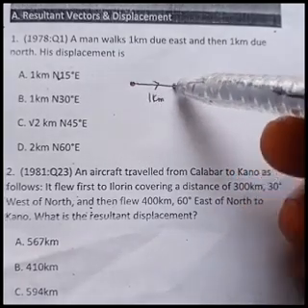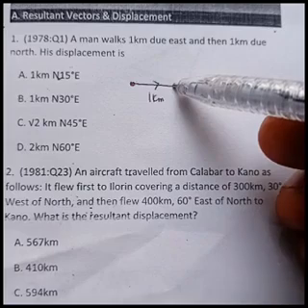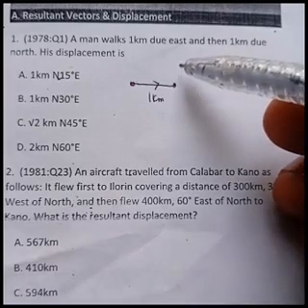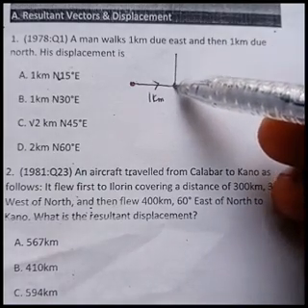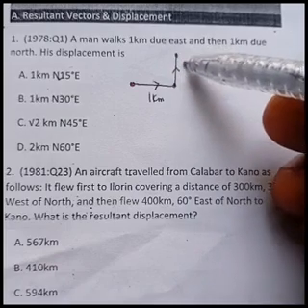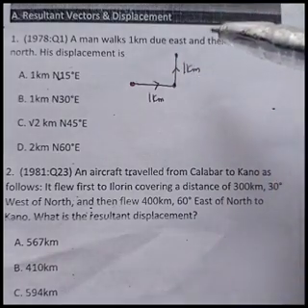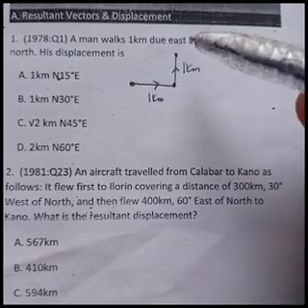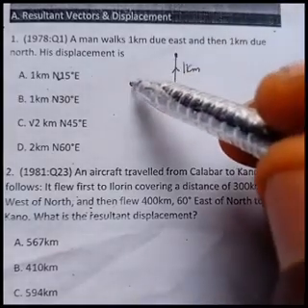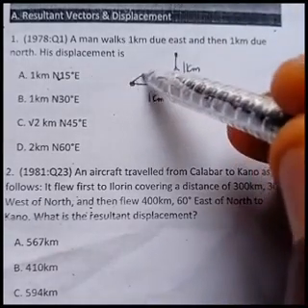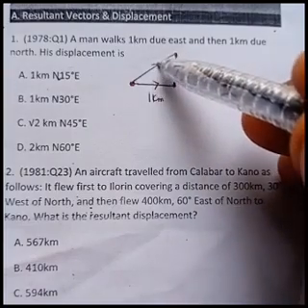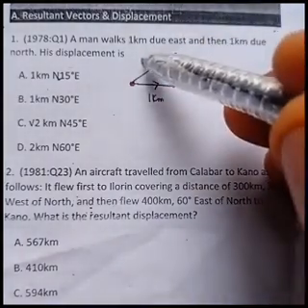When he got here, then 1 kilometer due north. North is upward. 1 kilometer due north. What is displacement? You are looking for displacement. Displacement is the shorter distance between the start point and the end point. So this is the displacement along this direction. So let's call it x.